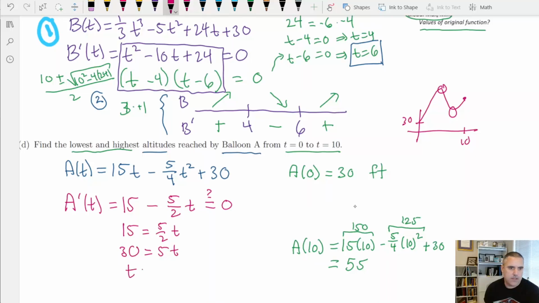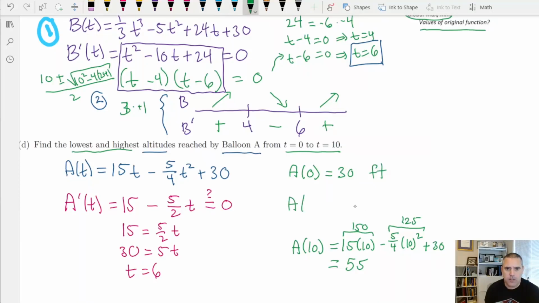And you get t is 6. So there's only one critical point. There's only one bump. Now we might have already known that, because this is a parabola. So here's a question where you would have had kind of many things pointing you to the answer.